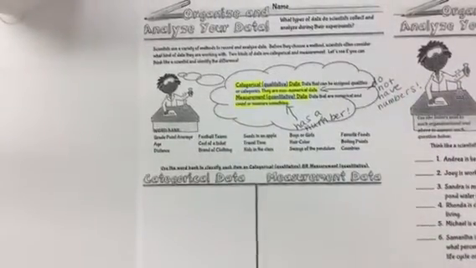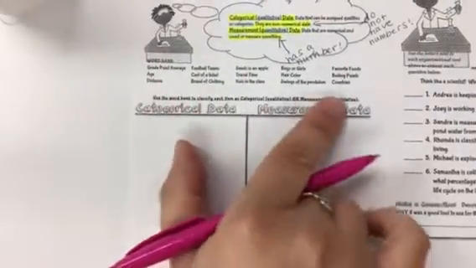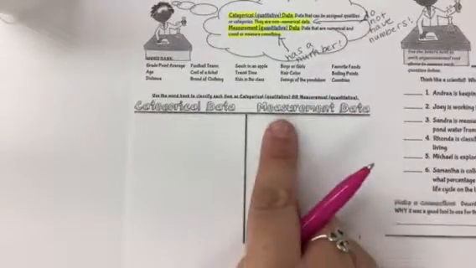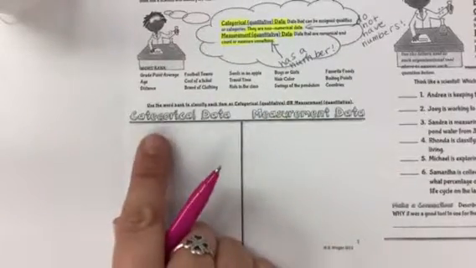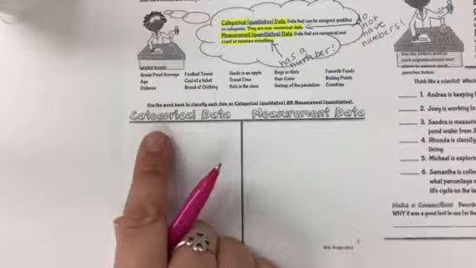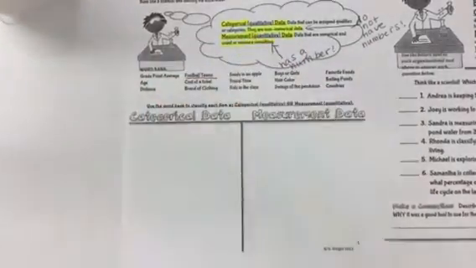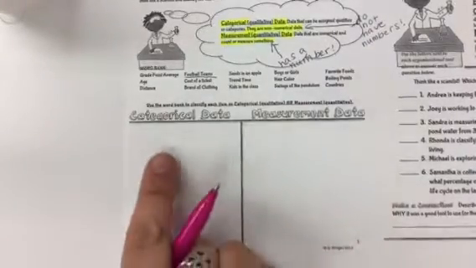All right, so now what we're gonna do is we have this little T-chart right underneath and all of these different experiments that we have up here, and we're gonna sort them into either categorical or measurement. Remember, measurement is what we can measure. Categorical, we cannot measure with numbers. All right? So let's first take this one, football teams.